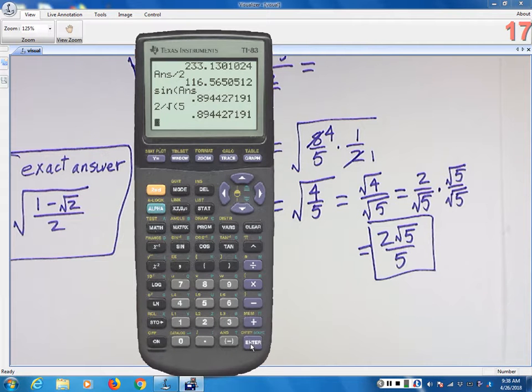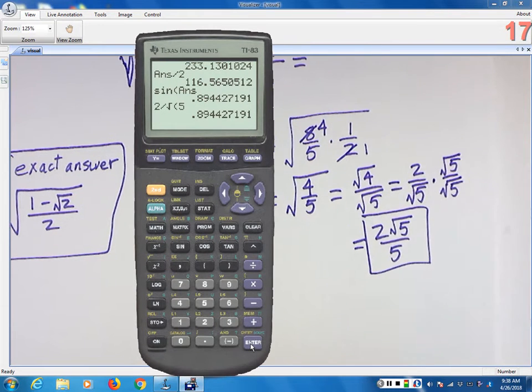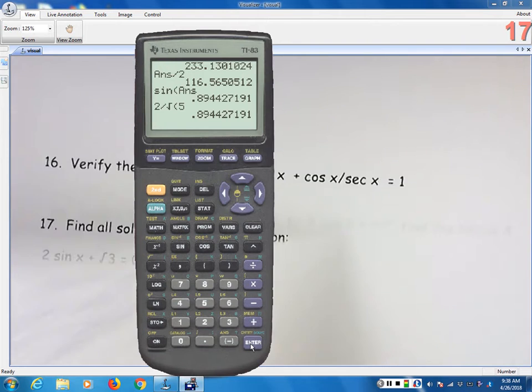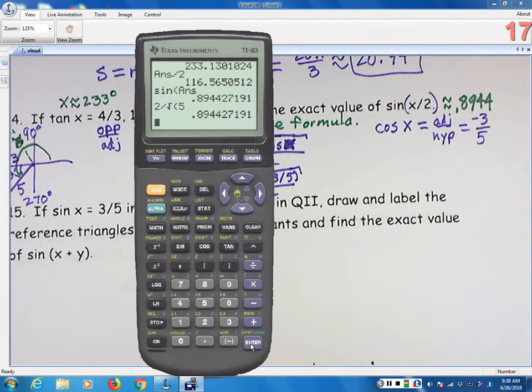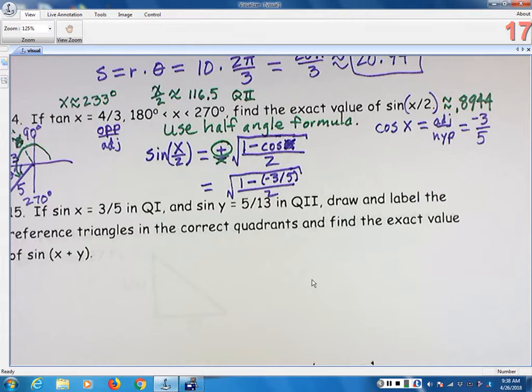So you guys have your calculator on this part. So it's easy to make a little mistake and not get the right answer, but you can see that that's the right answer. Okay. Any questions? I'll put up the rest of the work.